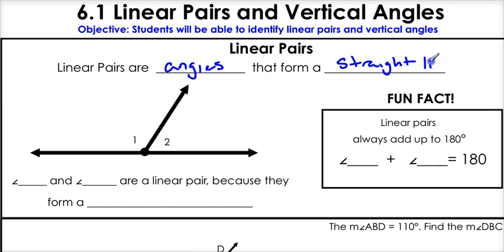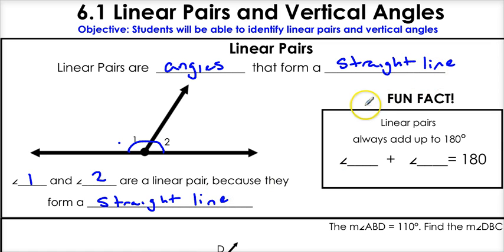So any angles that form a straight line are a linear pair. If you look here, you have angle 1 and angle 2. If you put these two angles together, they will form this straight line right here. So angle 1 and angle 2 are a linear pair because they form a straight line.